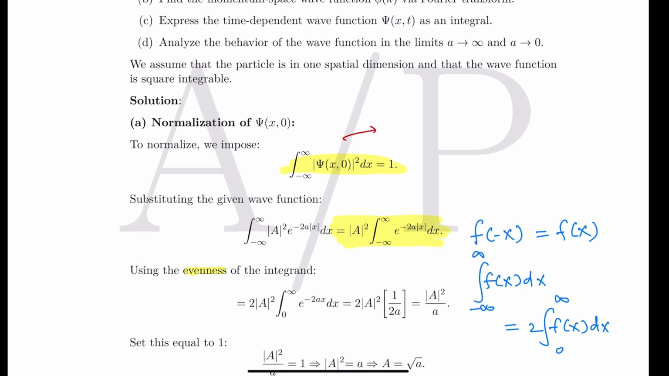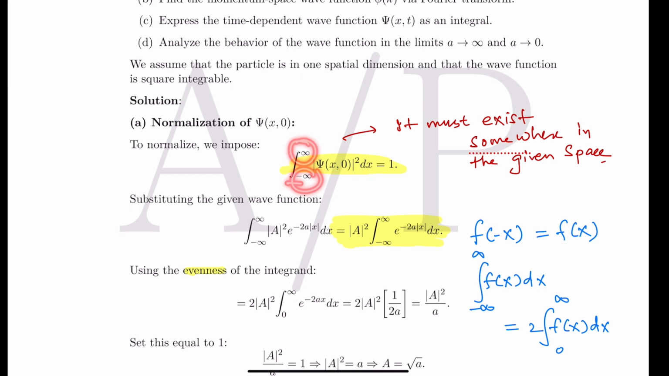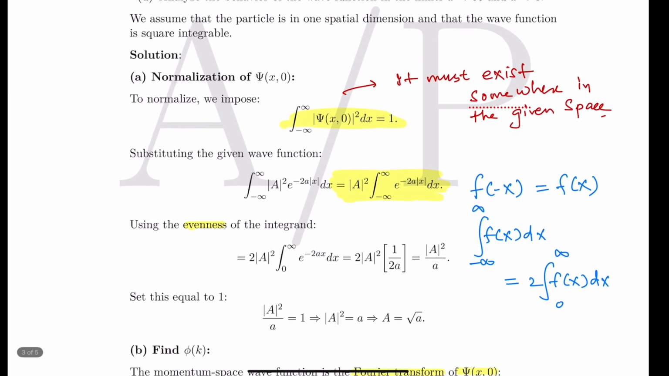Let us normalize the wave function first. For normalization we have the condition that the particle must exist somewhere in the given space. So this is the normalization condition where we integrate the square of the absolute value of the given wave function with respect to x from minus infinity to plus infinity, and that should yield 1.